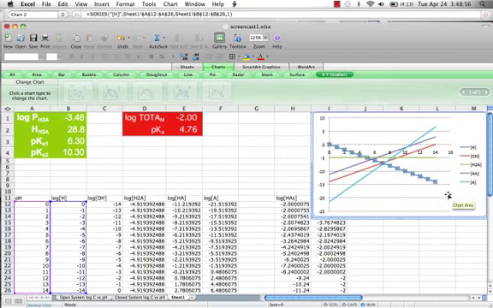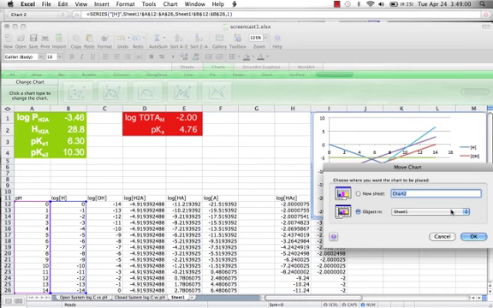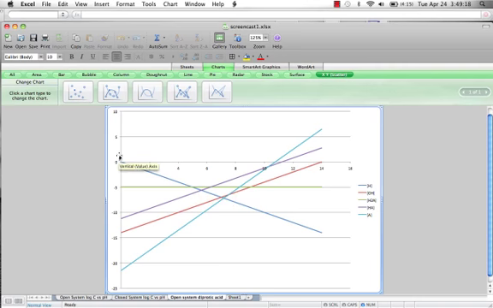Now we're going to right click in the chart area and move chart so we can see it a little better. I'm going to name it Open System Diprotic Acid. So now we need to format this a little differently because we don't need this scaling.